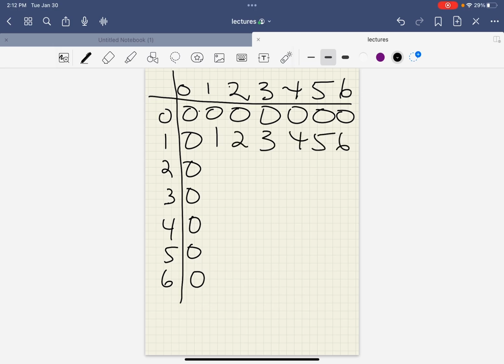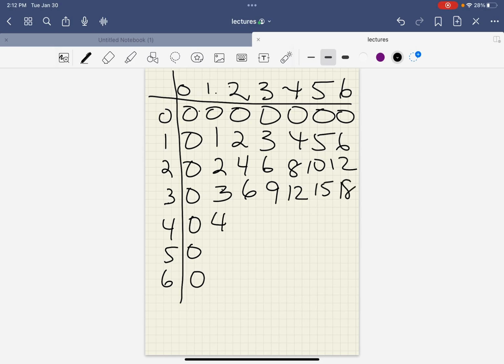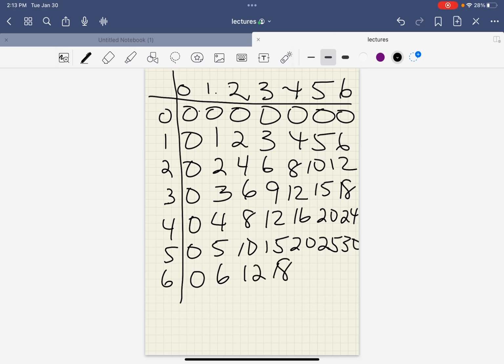The next one, 2 times 1 is 2. Times 2 is 4, 6, 8, 10, 12. 3 times 1 is 3. Times 2 is 6. Times 3 is 9, 12, 15, 18. 4 times 1 is 4, 8, 12, 16, 20, 24. And 5 times 1 is 5, 10, 15, 20, 25, 30. 6 times 1 is 6, 12, 18, 24, 30, and 36.